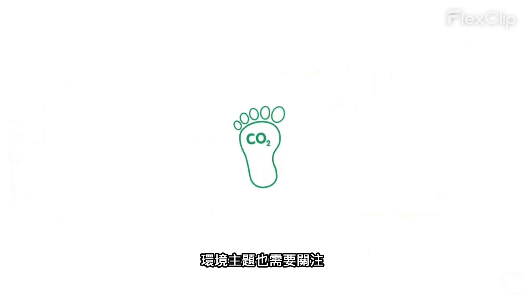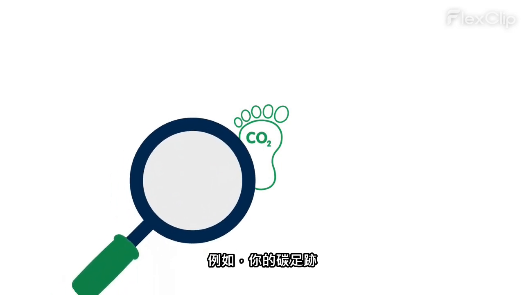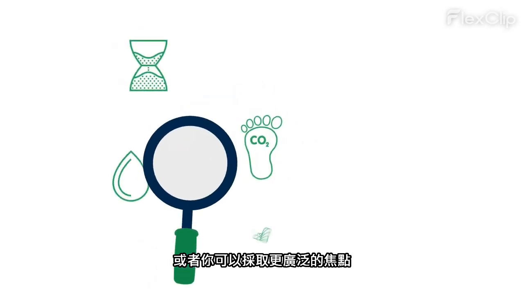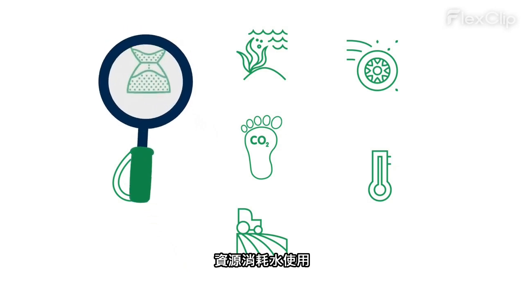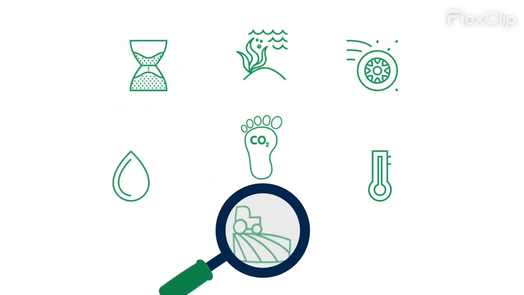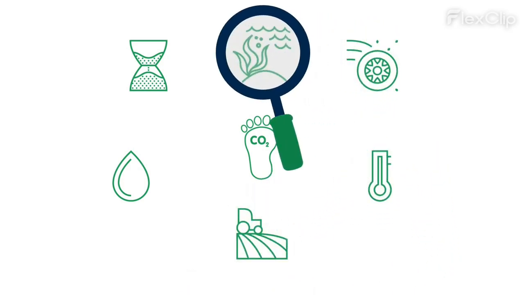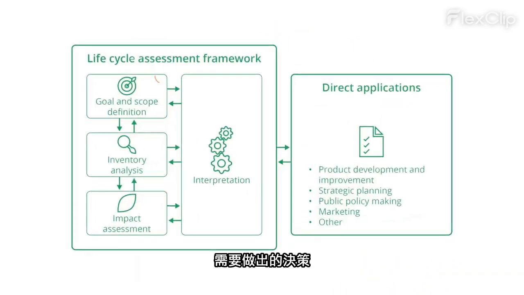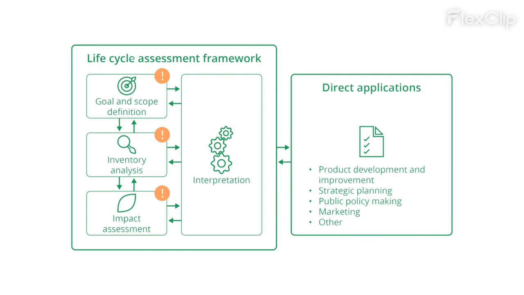Also, the environmental themes need attention. You can direct the focus of your study towards specific aspects such as your carbon footprint, or you can take a wider focus and examine a broad range of environmental themes, such as, for example, resource consumption, water use, land use, climate change, particulate matter formation, eutrophication, etc. This is only a small selection of the decisions to be made, and each decision holds implications. Understanding the implications helps your business to make substantiated decisions.